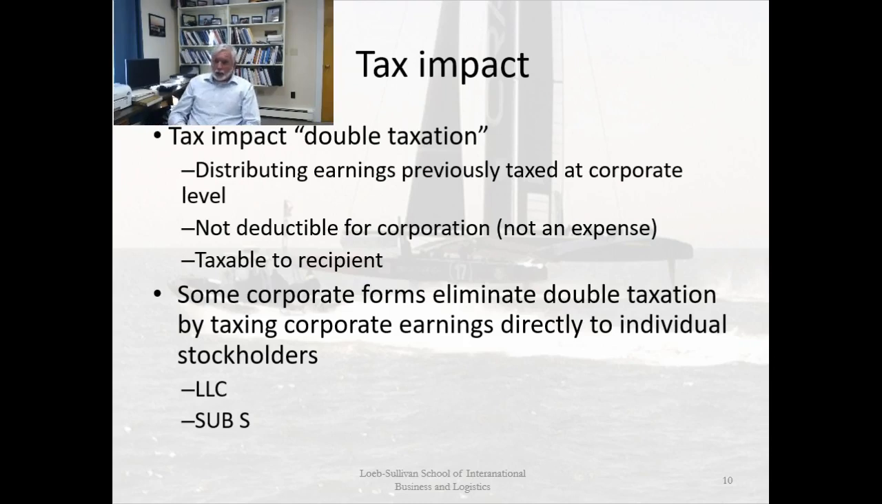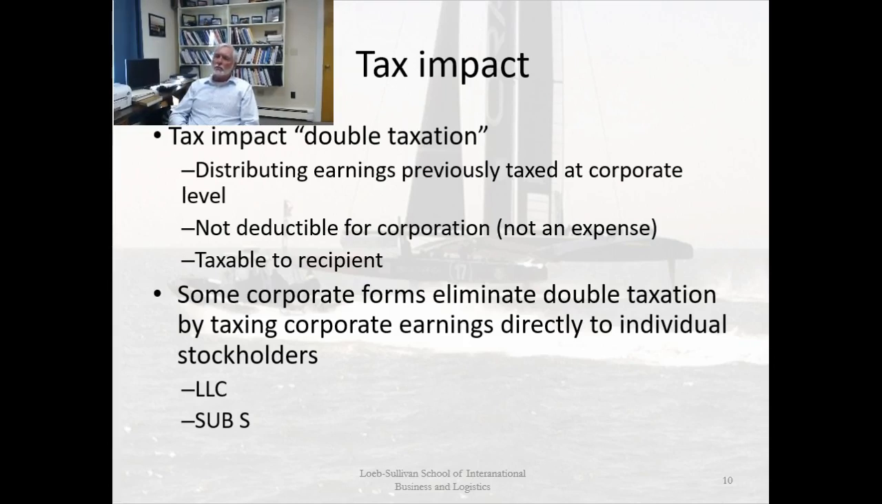Dividends from C corporations, from regular corporations, are subject to double taxation. The dividends are distributing earnings that the company made and earnings that were taxed at the corporate level, but they're taxable to the shareholder who receives it. So we paid tax on it when the company earned it, and now when we distribute it, we're going to pay tax again. We call that double taxation. And dividends are not an expense for the corporation, so they're not deductible for the corporation. So that's why that ends up being double taxation.